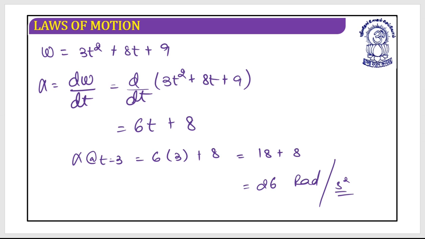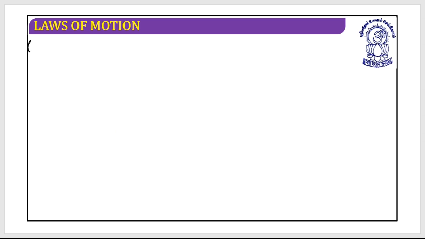So these things can be done very easily. If I can relate the linear world and the angular world, then these things are much easier. I hope this is clear. Is it clear? Okay, let's look at one more numerical.